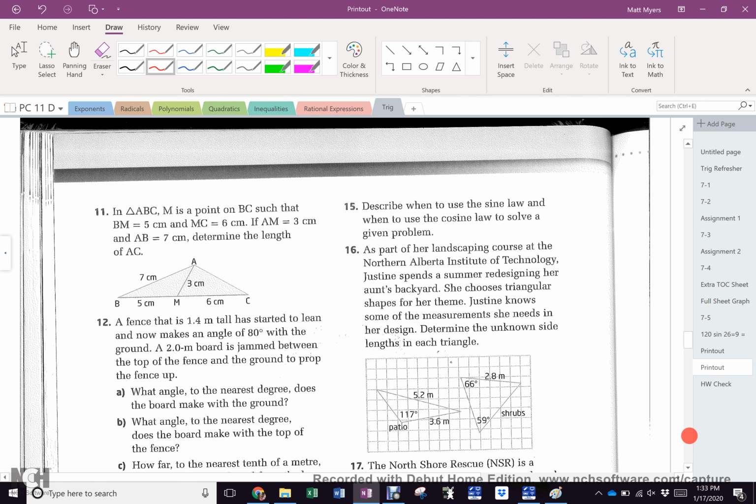15, you should be able to do 15. When do we use sine law? Angle and its opposite side. When do you use cos law? Side angle side or side, side, side. A better thing: you use sine law when you have a pair. You use cos law every other time.